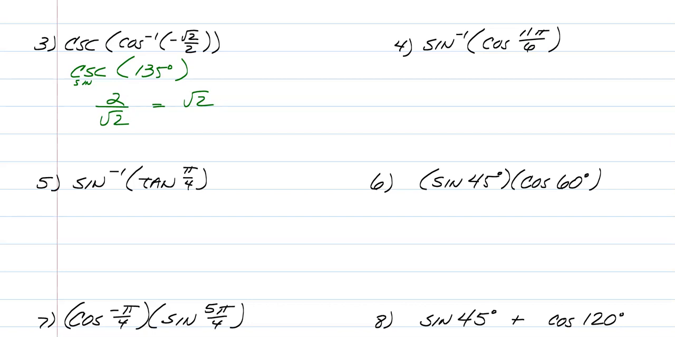Number 4, what is the inverse sine of the cosine of 11 pi over 6? If you were to draw 11 pi over 6, that's going to put you over here with a pi over 6 reference angle. The cosine of pi over 6 is root 3 over 2. Since you're down here, it's the same because cosine is still positive. So this is going to become inverse sine of root 3 over 2. And where is sine root 3 over 2? Sine is root 3 over 2 at 60 degrees, which is also known as pi over 3.